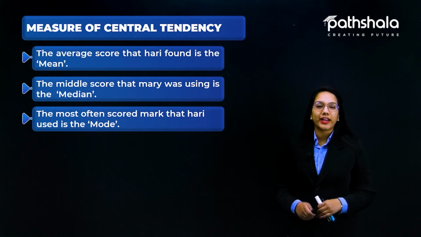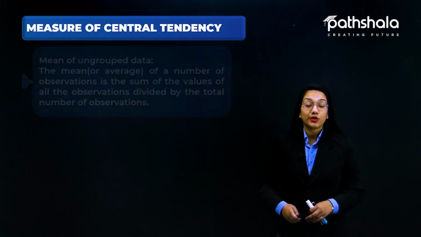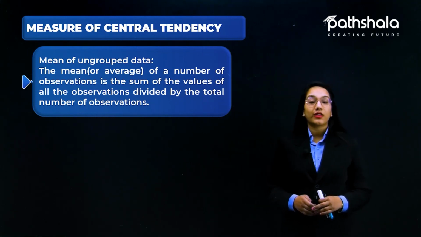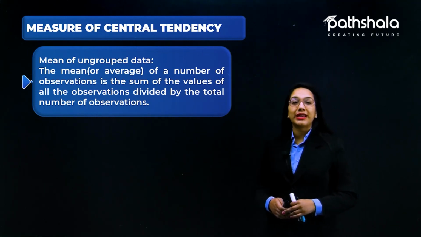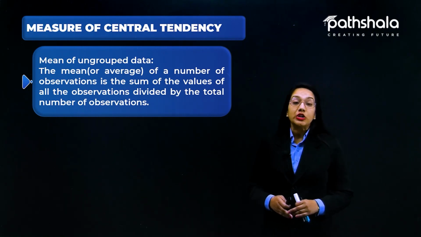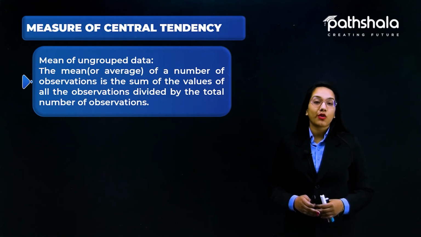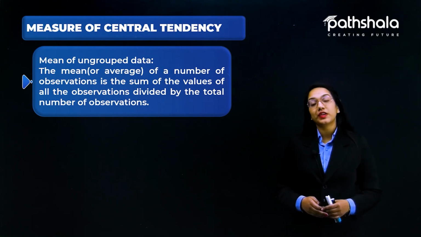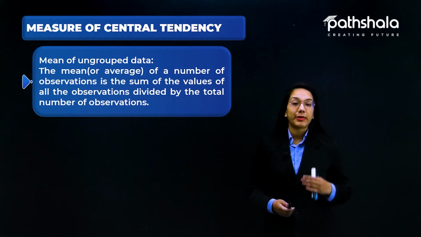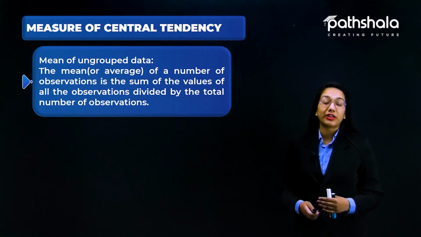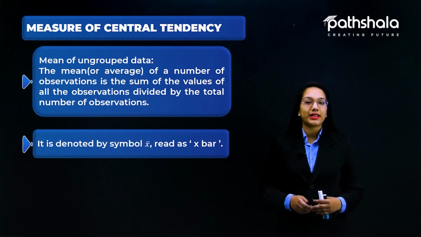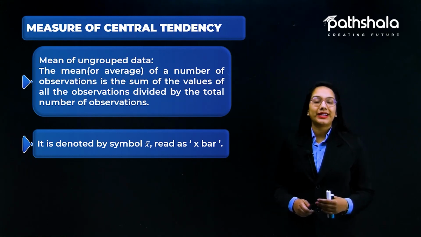So let's just start with the very first topic, which is the mean. We are talking about the mean of the ungrouped data over here. The mean or the average of a number of observations is the sum of the values of all the observations divided by the total number of observations. Whenever we are looking for the mean of any particular number of observations, it is the same as the average, meaning the sum of all the observations divided by the total number of observations. This is the definition and the formula of the mean, and it is denoted by the symbol x bar. It is read as x bar.